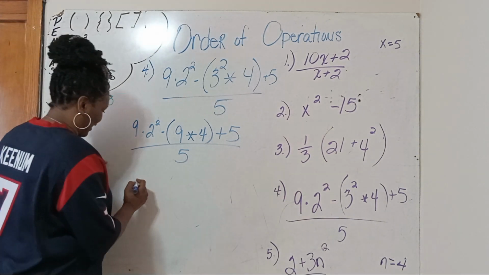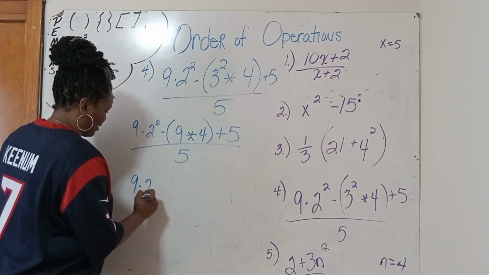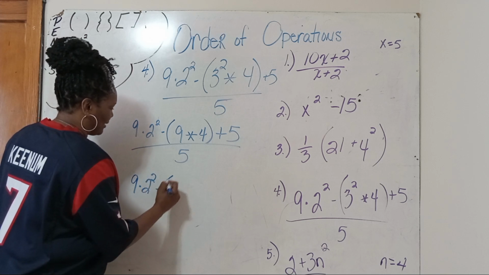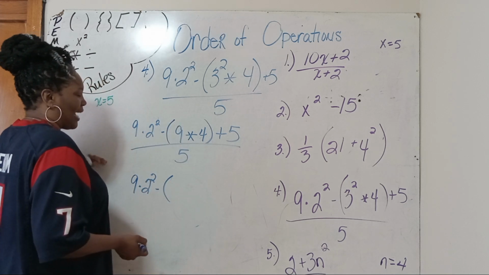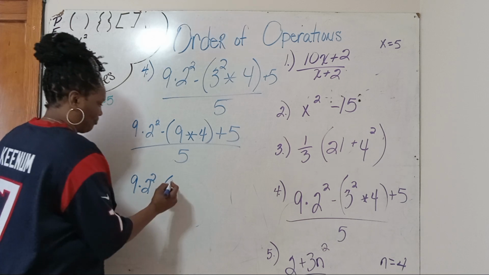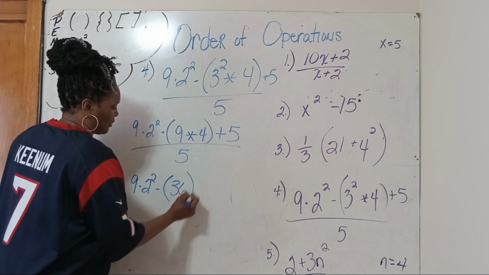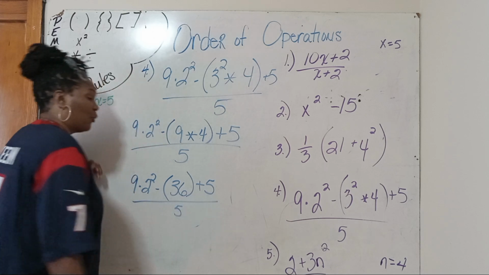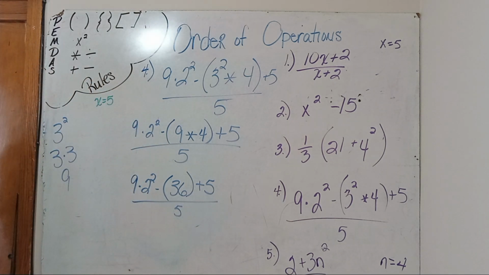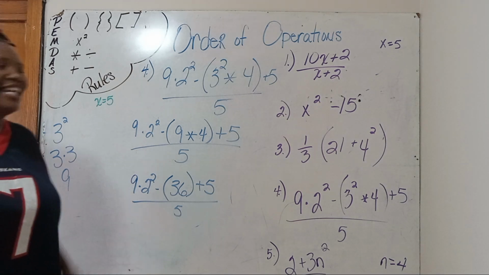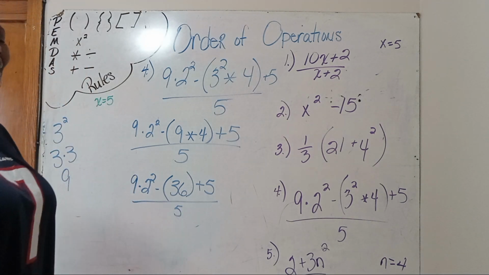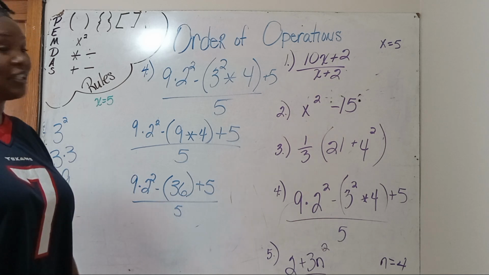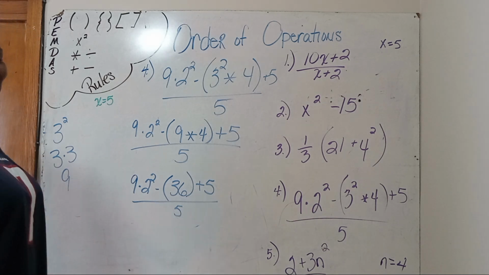All right, let's go. So we got 9 times 2 to the second minus 9 times 4. What's 9 times 4? 36 plus 5 over 5. We still going step by step. You better not. We still going step by step. Miss Adrian, I'm running out of paper. Get another sheet of paper. Do not skip a step.